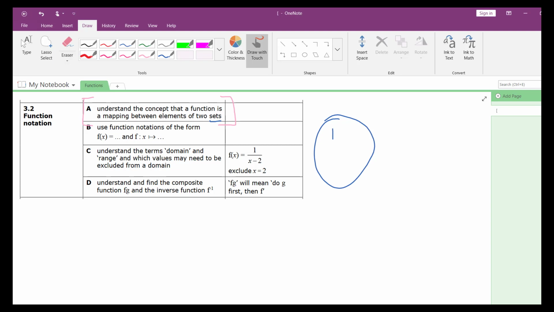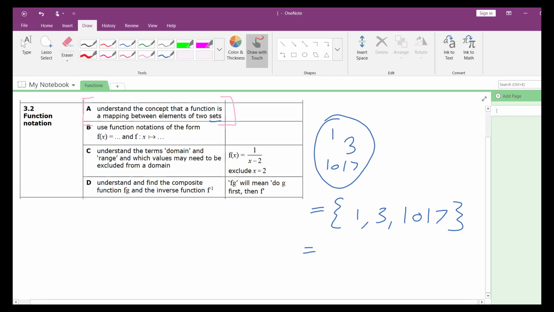So we could put the numbers 1, 3, and 1017 in this set, and we write this down in mathematical speak as open curly bracket 1, 3, and 1017 close curly bracket. One of the important things about sets is the order does not matter. So the set of 1, 3, and 1017 is equal to the set of 3, 1017, 1. So we don't care how numbers are placed within the set.